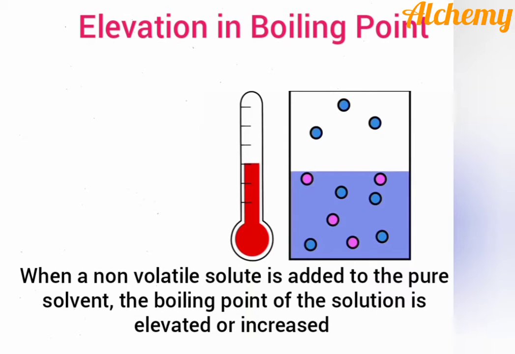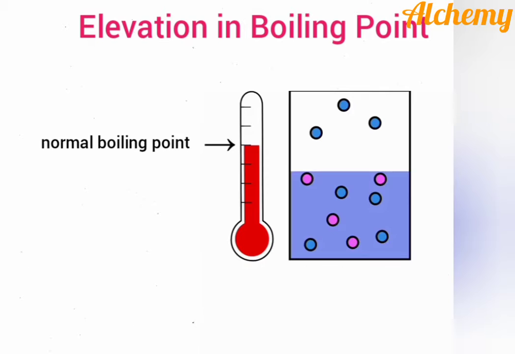The next colligative property is elevation in boiling point. According to this property, when a non-volatile solute is added to the pure solvent, the boiling point of the solution is elevated or increased. Here we can see that when the solute is added to the pure solvent, there is a difference in temperature between the normal boiling point and elevated boiling point.